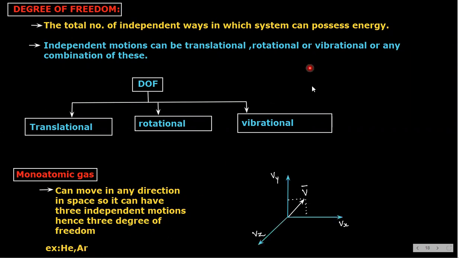You can see the diagram. See here, this is X, Y, and Z. So monoatomic gas can move in any one of these directions, and that's why it can have energy in 3 ways. That's why 3 degrees of freedom. Okay, note down.